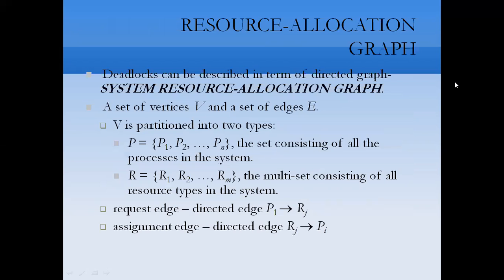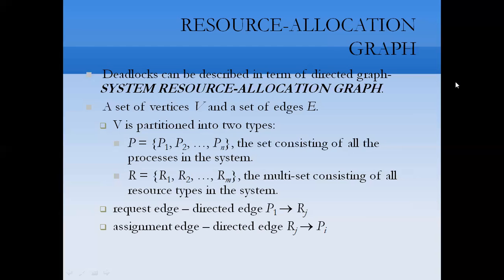Next is the resource allocation graph. Deadlocks can be described more precisely in terms of a directed graph called a system resource allocation graph. This graph consists of a set of vertices V and a set of edges E. The set of vertices V is partitioned into two different types of nodes, P and R. P is the set consisting of all the active processes in the system, and R is the set consisting of all the resource types in the system.